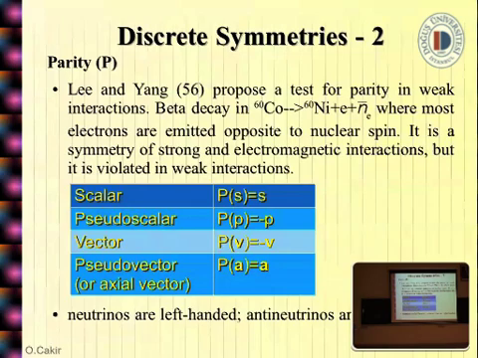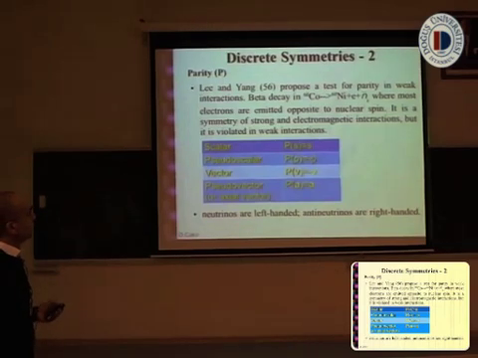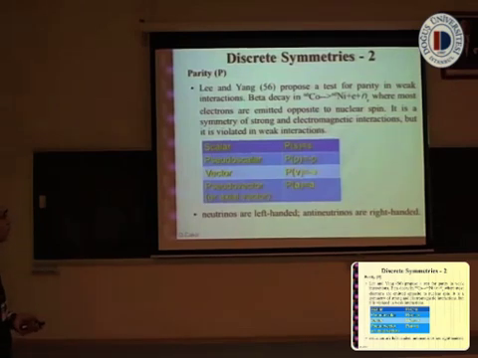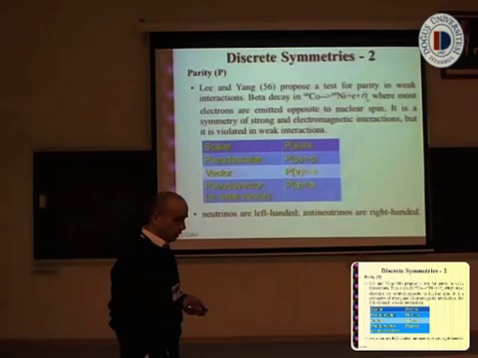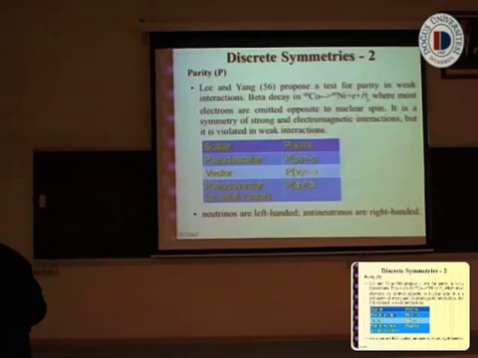Lee and Yang proposed an experiment in 1956 for testing the parity in weak interaction. And it is seen that in beta decay, most of the electrons are emitted opposite to the nucleon spin. It showed that the parity is not conserved in the weak interactions, but it is still a good quantum number, a good symmetry, in electromagnetic and strong interactions.